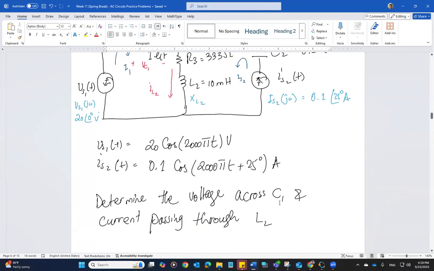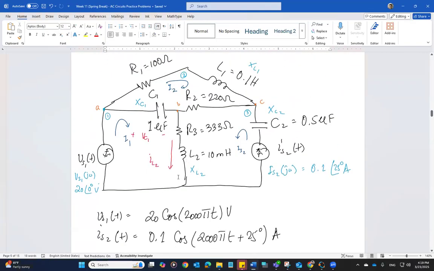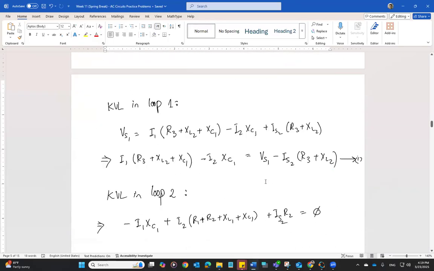Now, we know I1 and I2 now. So we can easily find IL2, which is a combination of I1 plus IS2. And the voltage across capacitor 1 is simply Ohm's law, which will be I1 times XC1. So very simple.